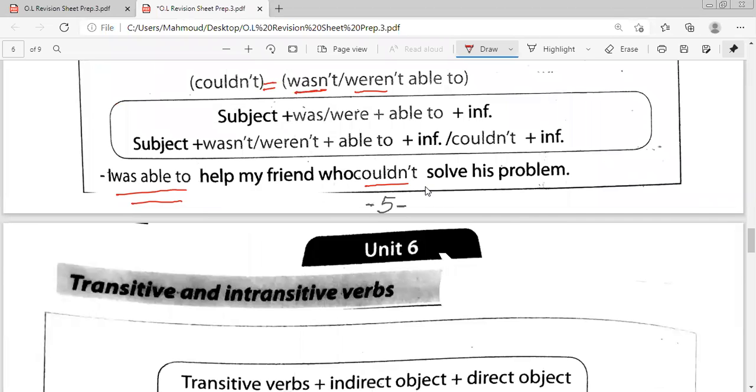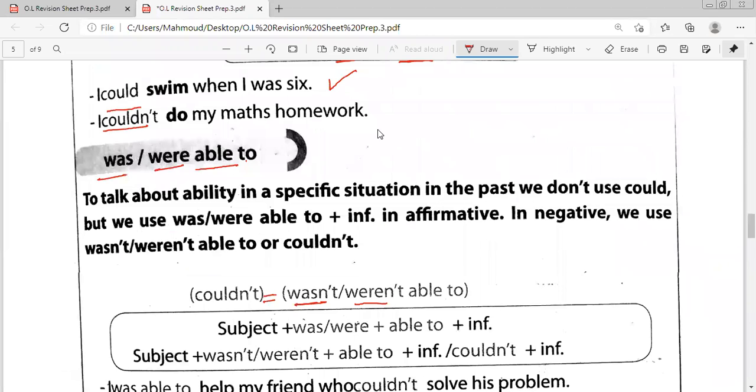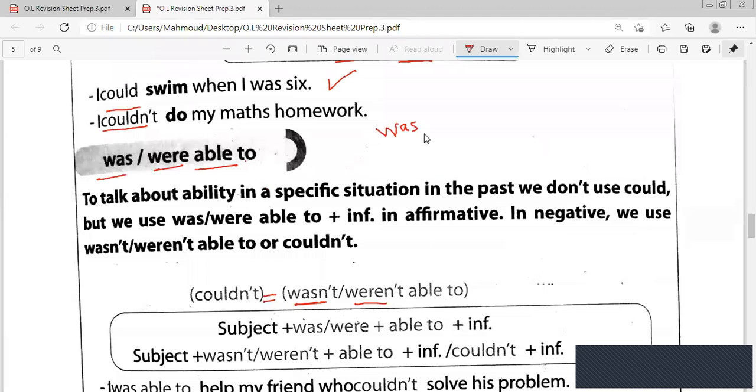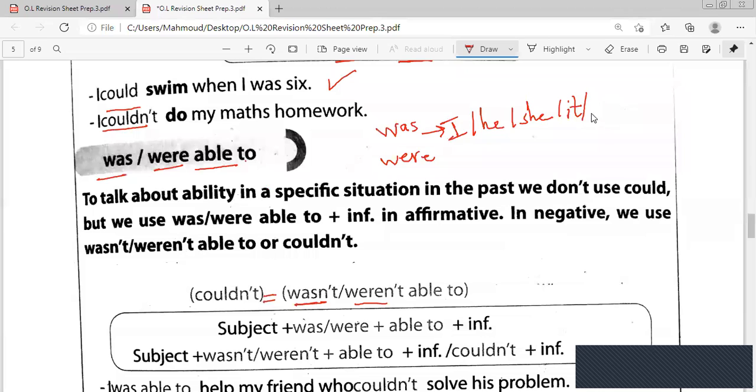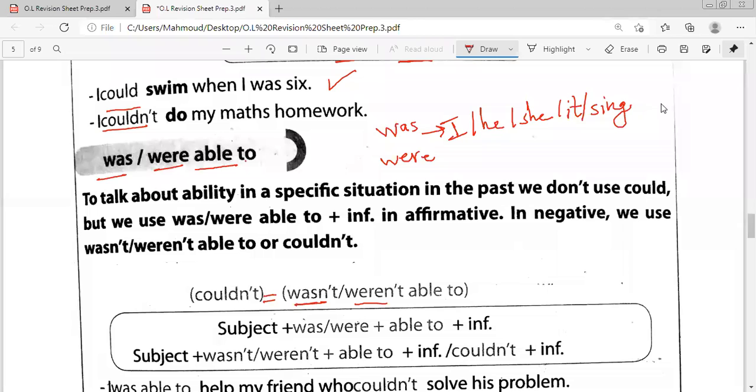Of course, you can use was or were like this, because some students may get confused between was or were. Was, we can use it, my dear students, with I, he, she, it, and the singular. And we can use were with they, we, you, and the plural.